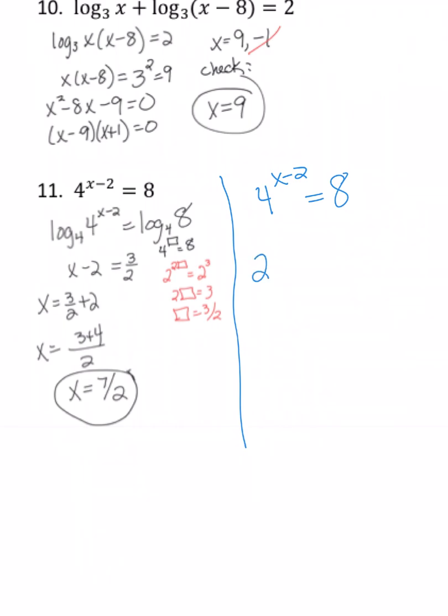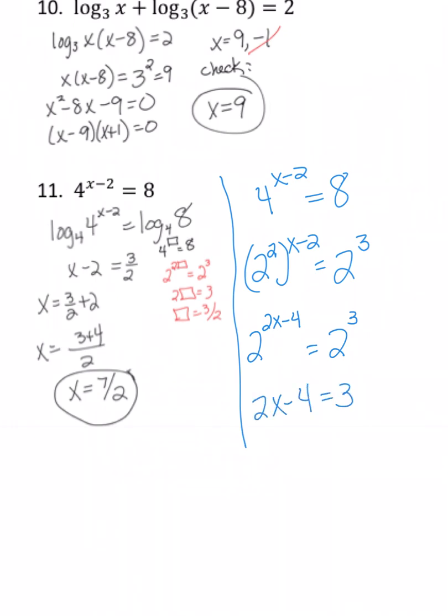So 4 is 2 squared, 8 is 2 cubed. So now I have 2 to the 2x minus 4 equals 2 to the 3. So if the bases are the same, then the powers must be the same. And I get 2x, add 4 to both sides, x equals 7 over 2. Booyah. Good luck, guys.